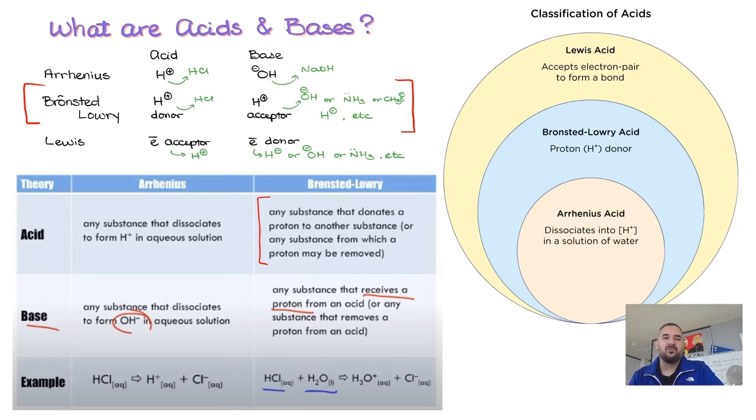Now, when they say proton, what are they talking about? They're talking about hydrogen, because what is hydrogen? Hydrogen is just a proton with a single electron. So it's got one proton, one electron. That's what a hydrogen is. So any substance that donates a hydrogen. The definition here is not very different, specifically for acids. Bronsted and Lowry's definition of an acid is the exact same as Arrhenius's definition of an acid.